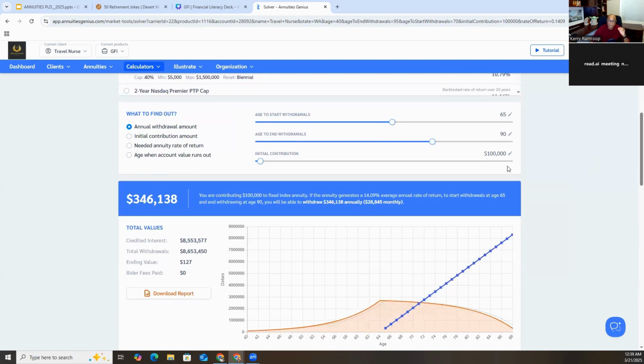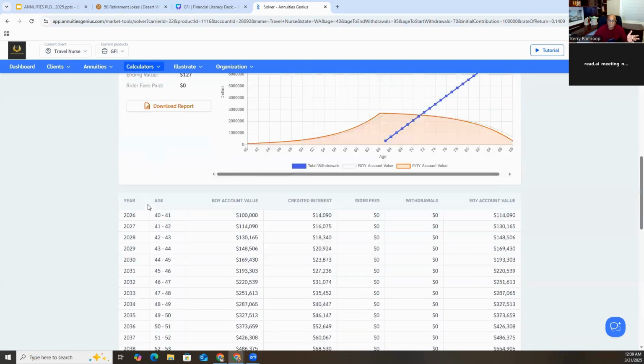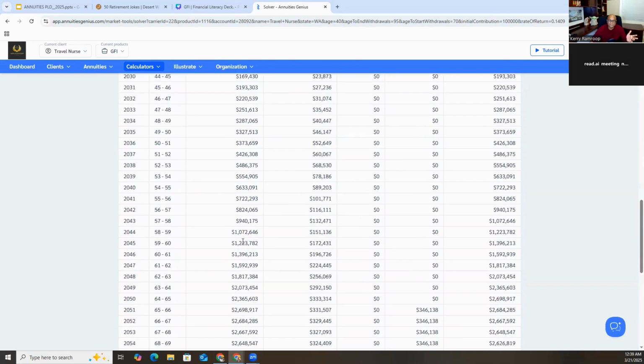So if she does put 100,000 in this particular FIA, she would be able to get $346,000 every year after age 65. And so this is pretty good. The major downfall is that she has to pay taxes on this, which puts her in a high tax bracket. So she has to implement an additional strategy to reduce the tax income. So you see some of the figures here.